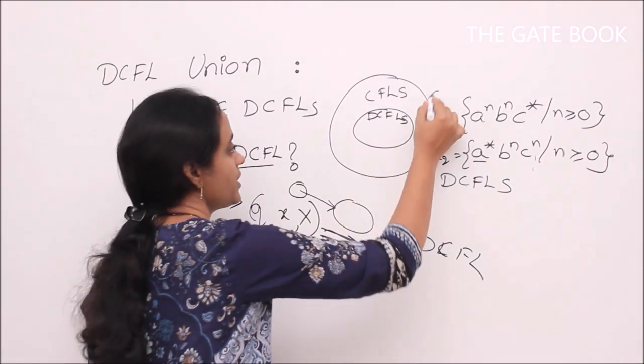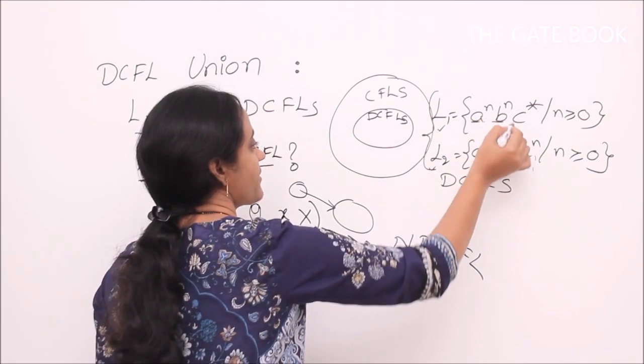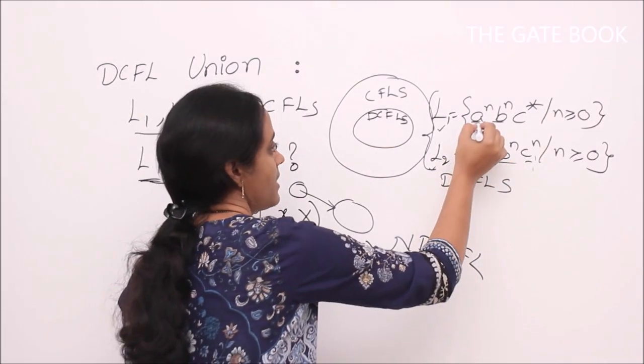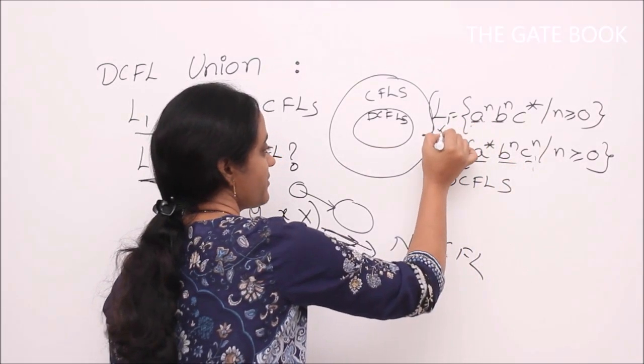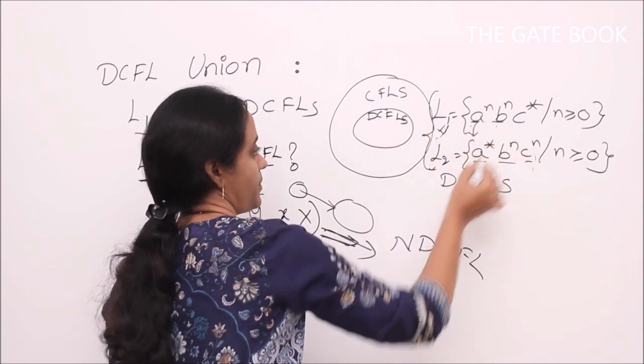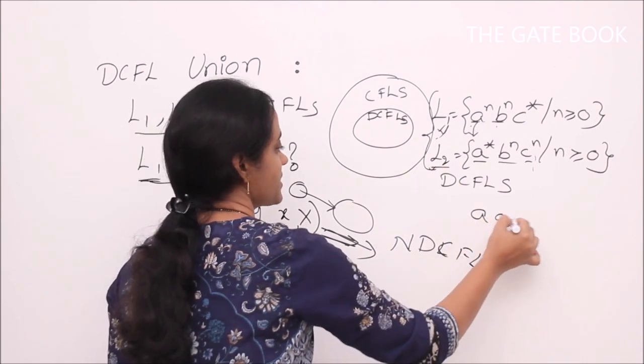But if I do union, what is the union condition? Either the A's should equal the B's or the B's should equal the C's. That means, if I am checking for this condition, I want to push all the A's and for every B I want to pop A. But suppose I am getting an input string like this.